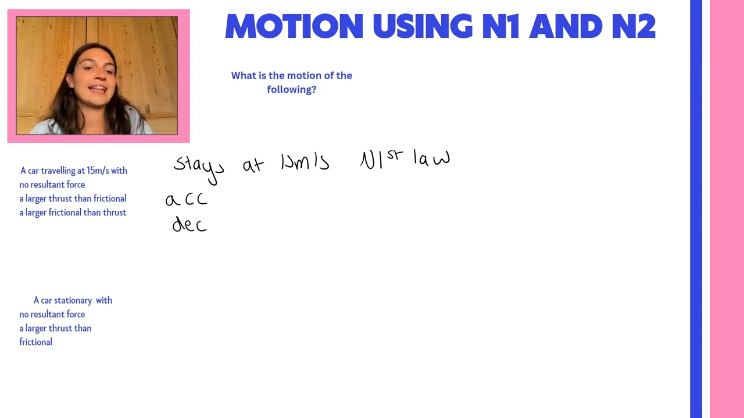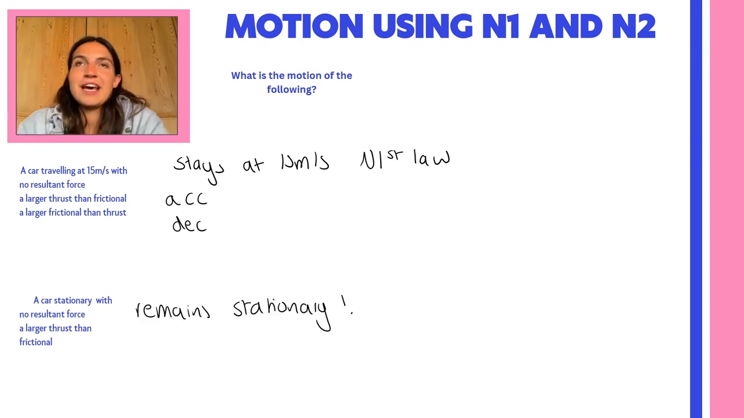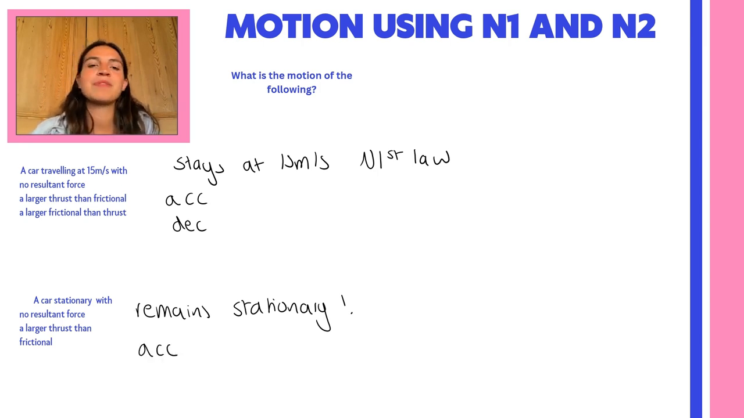Okay, and then next we have a stationary car, and we need to decide what happens to that car with no resultant force acting on it. So in this case, because it was already stationary, it will remain stationary. And what about if it has a larger thrust than frictional force? Well, then it will begin to accelerate away.